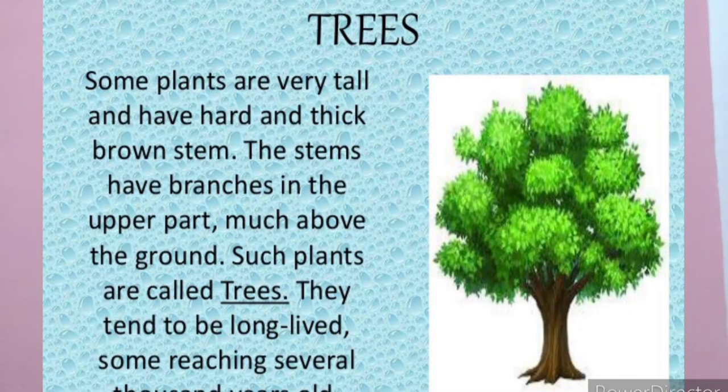Third category are the trees. Some plants are very tall and have a hard and thick brown stem. The stems have branches in the upper part, much above the ground. Such plants are called trees. They tend to be long-lived, some reaching several hundred or even 1,000 years of age.